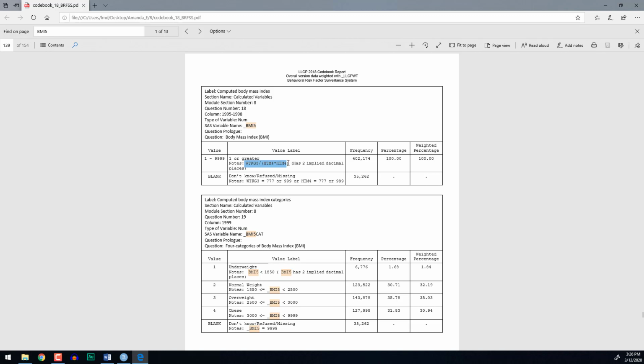A couple notes here: they tell us how they calculated this based on other variables where people actually answered questions. So this is a calculated variable. They also let us know that this has 2 implied decimal places. That's going to be important later on. Further, notice that if the value is blank, they have grouped everyone that said don't know, refused, or missing. They did this by setting BMI automatically to missing if either the weights or the heights, which were used to calculate BMI, were don't know, refused, or missing.